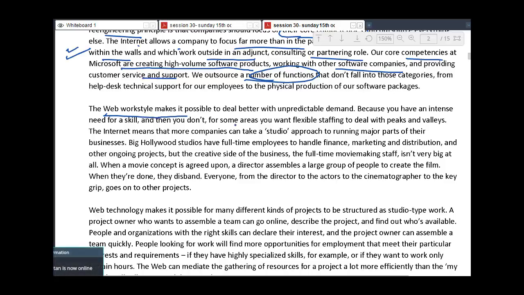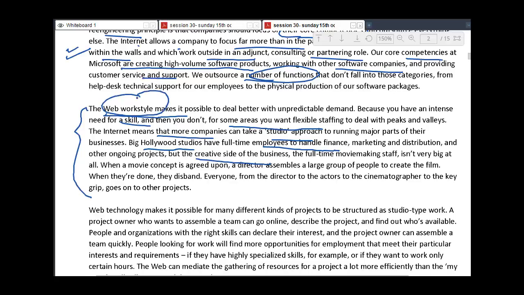The web makes it possible to deal better with unpredictable demand, because you have an intense need for skill, and then you don't, so for some years you want flexible staffing. The internet means that more companies can take a studio approach. Big Hollywood studios have full-time employees to handle finance, marketing, and distribution. But the creative side of the business, the full-time movie making, isn't very big. So again, what is happening in this paragraph? The author is saying that the web work style basically makes it possible to deal better with unpredictable demand. So the previous paragraph was about core competency, and this paragraph is about dealing with unpredictable demand, right? And then I can go to the next paragraph.